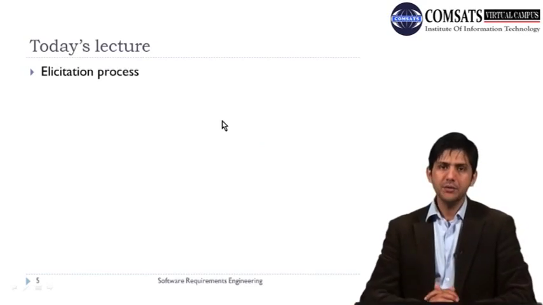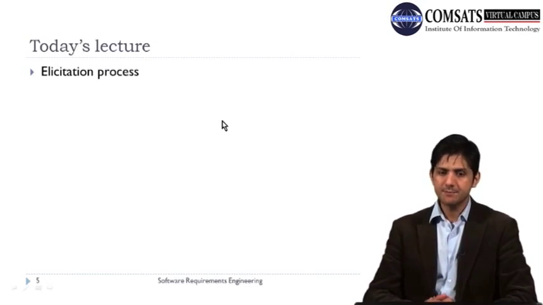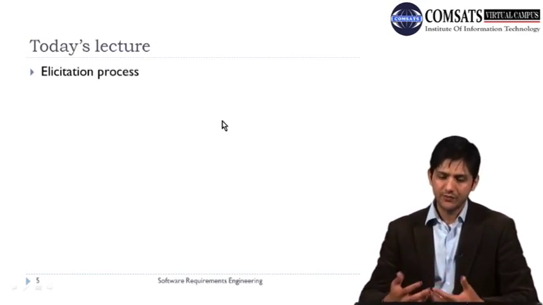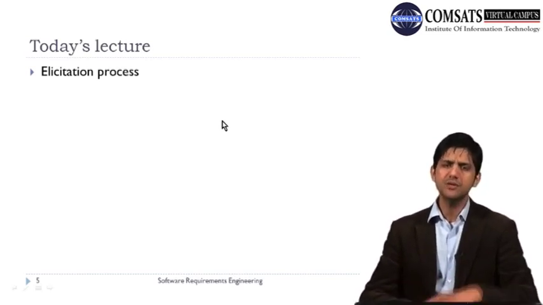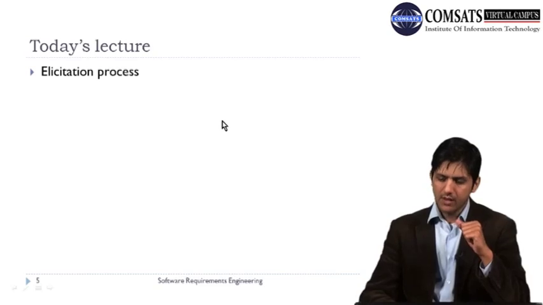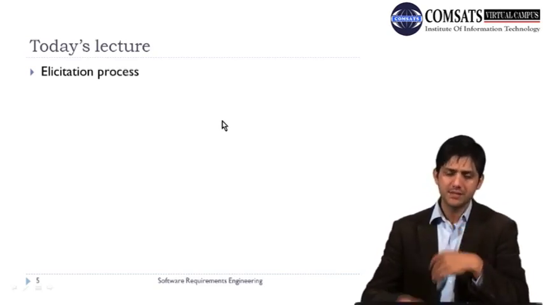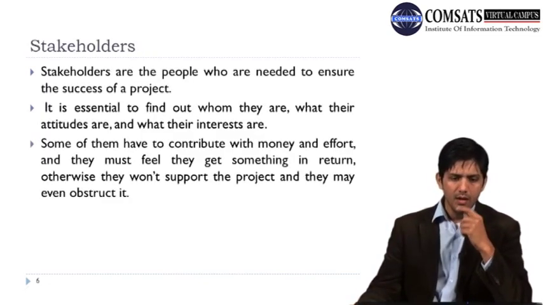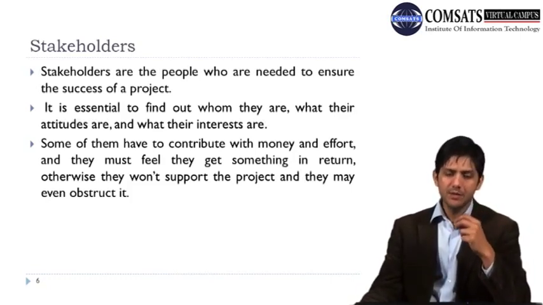In today's lecture, as I already told you, we are going to talk about the elicitation process, and specifically we are going to talk about stakeholders, that is, who the stakeholders of the system are, and how we identify the importance of different stakeholders. We are also going to do a small class exercise where I will ask you to look at a problem and try to identify who the stakeholders are in that particular case. Okay, so who are stakeholders? Stakeholders are the people who are needed to ensure the success of a project.